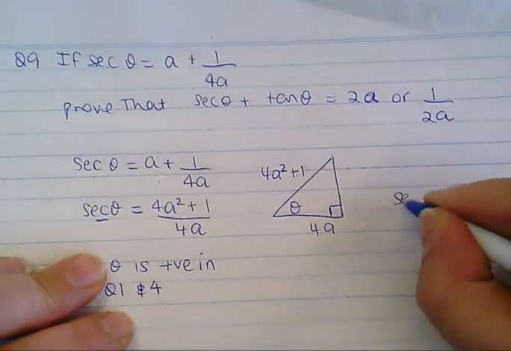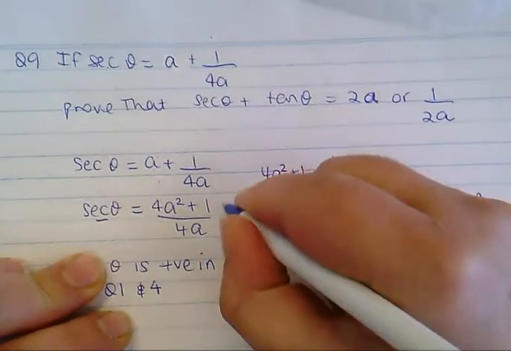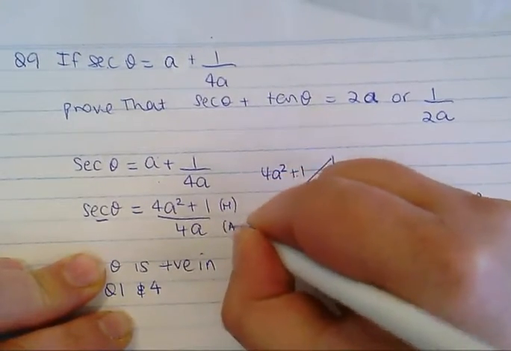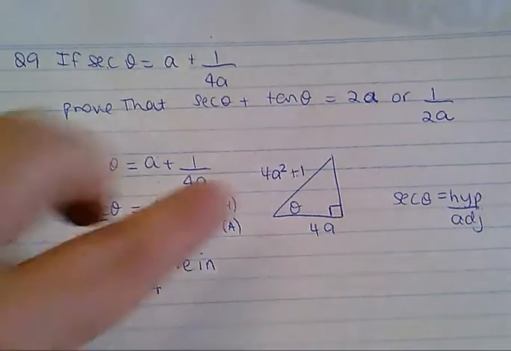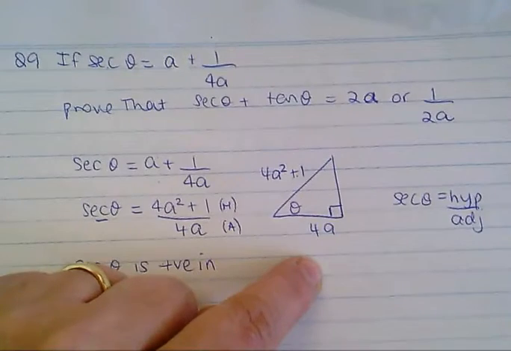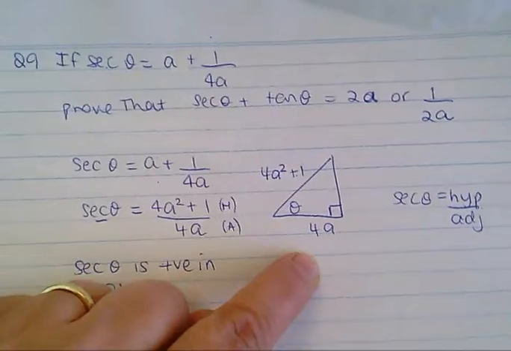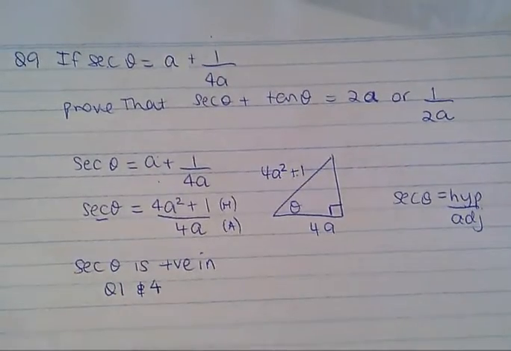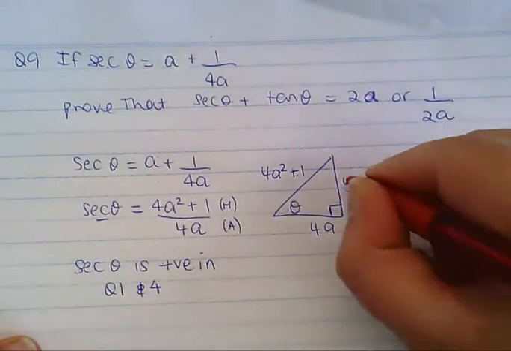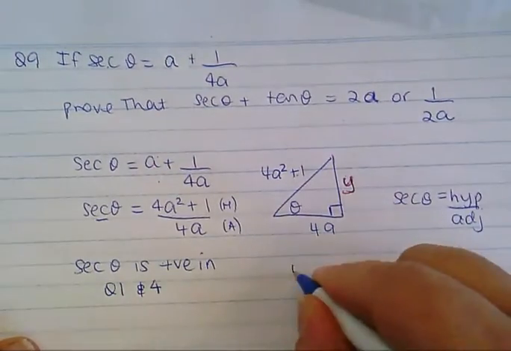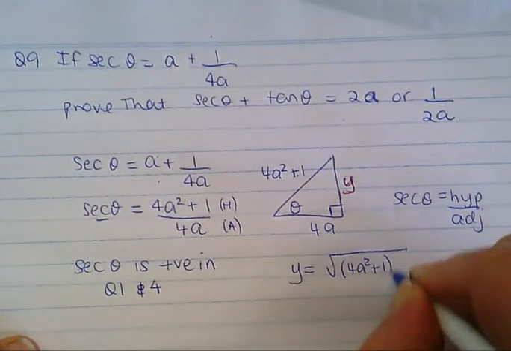What you might want to write here is sec theta is hypotenuse over adjacent. So this is your hypotenuse and this is your adjacent. You just don't want to mess it up. Of course, the hypotenuse has to be bigger than the shorter side as well. 4a squared plus 1 is bigger than 4a, if a is positive. So the remaining side I'll just call y.